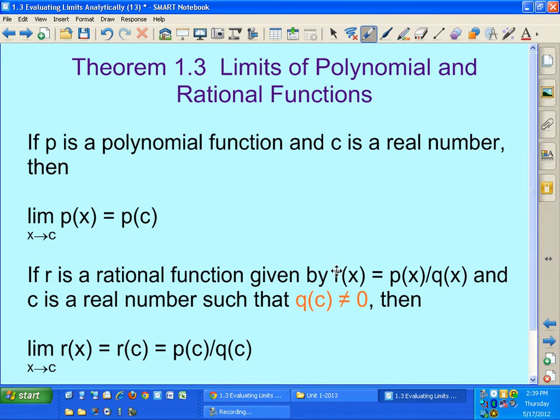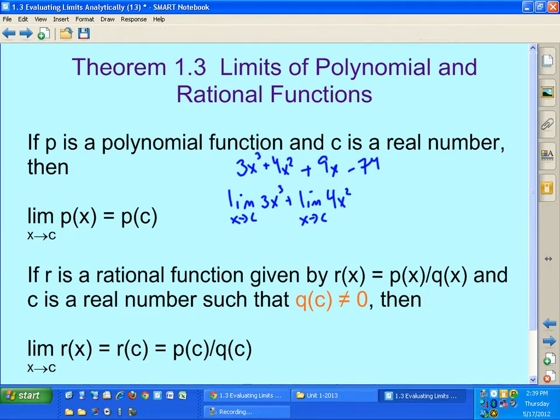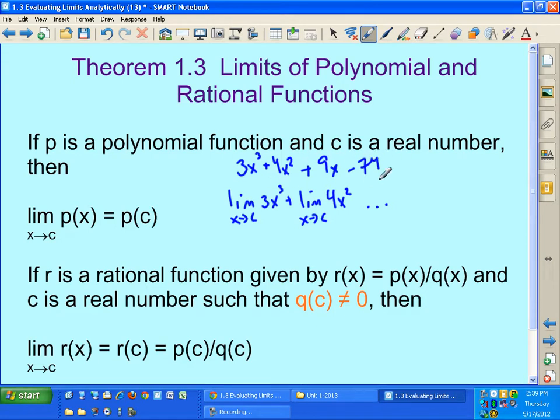In the next one here, we are talking about a polynomial function, and a polynomial function, as you know, would be something like this: 3x cubed plus 4x squared plus 9x minus 74, or something like that. Basically what this tells me is, instead of doing the limit individually, saying the limit as x approaches c of 3x cubed plus the limit as x approaches c of 4x squared, and so on and so forth throughout the rest of this problem, this is saying that we could plug c directly into those values for x, plug and chug, and we'll end up with a value.